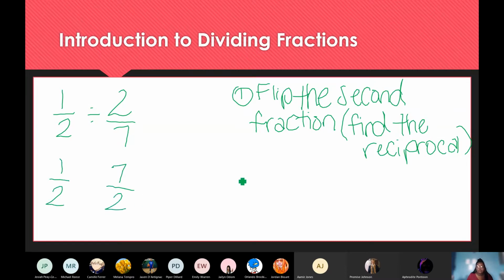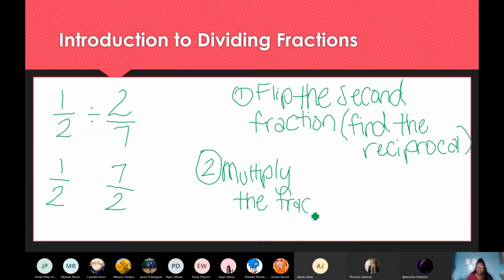And then our second step, you want to make sure you're writing down these steps, please. Our second step is to multiply the two fractions. Just like we did yesterday. So remember, when we're multiplying fractions, we multiply numerator by numerator. We multiply denominator by denominator. And then our last step, step 3, is going to be to simplify the answer.